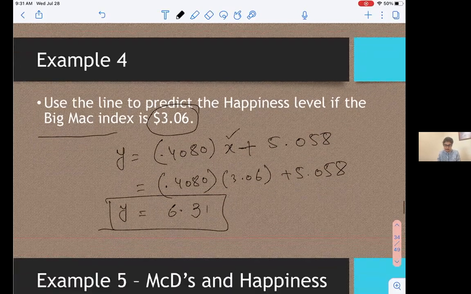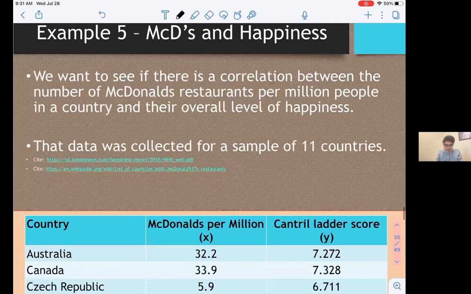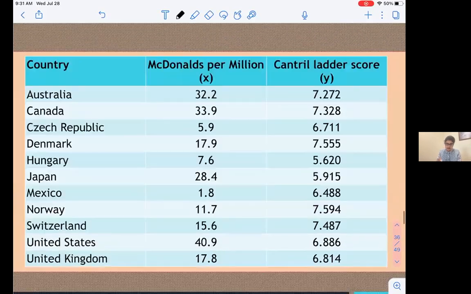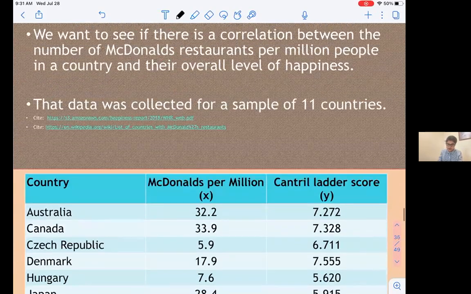So in the next example, we have the following data. We want to see if there is a correlation between the number of McDonald's restaurants per million people in a country and their overall level of happiness. And level of happiness, they are measuring with Cantrell level. So this is the data they have for 11 different countries.